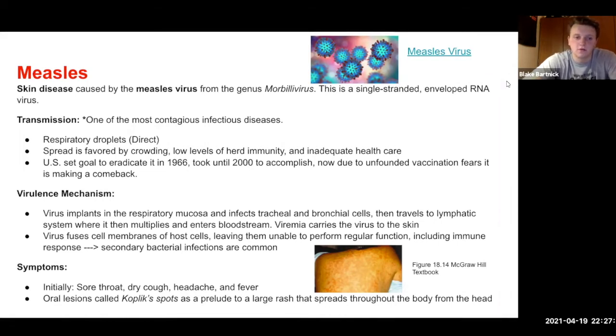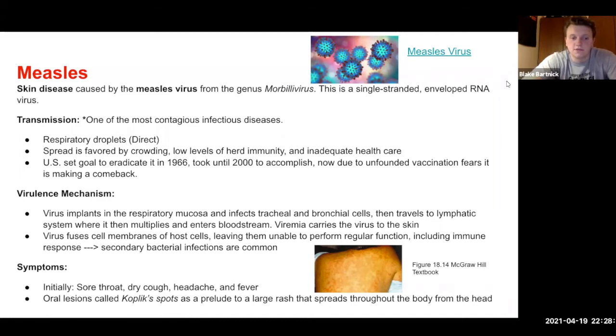And the US set a goal to eradicate it in 1966, and it took until 2000 to accomplish this goal. And now, due to unfounded vaccination fears, it is making a comeback in certain communities. Now, onto the mechanism in which it spreads. The virus implants in the respiratory mucosa and infects tracheal and bronchial cells. Then it travels into the lymphatic system where it multiplies and enters the bloodstream. And then viremia, or virus in the blood, carries the virus to the skin.